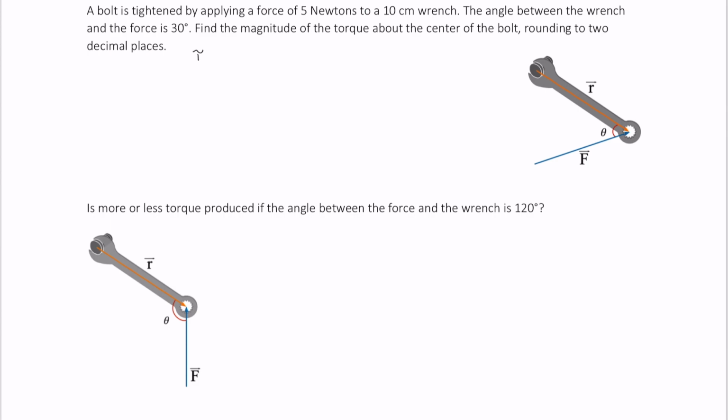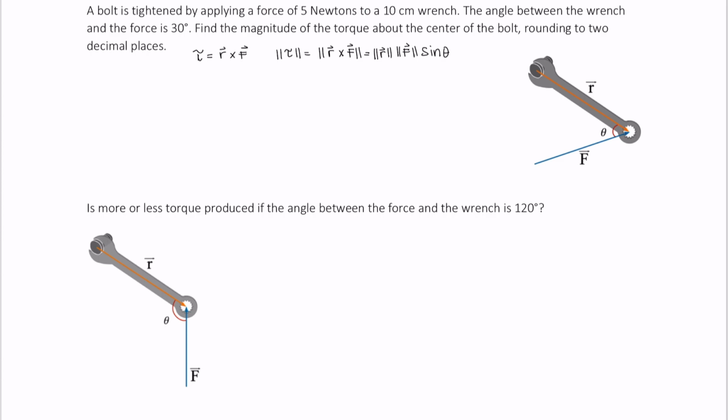Okay, well, recall torque is just given by this cross product. And now when we want to know the amount of torque, we need the magnitude of torque. So that's the magnitude of this cross product here. So really we just need the length of the wrench times the force applied times the sine of the angle between these two vectors.